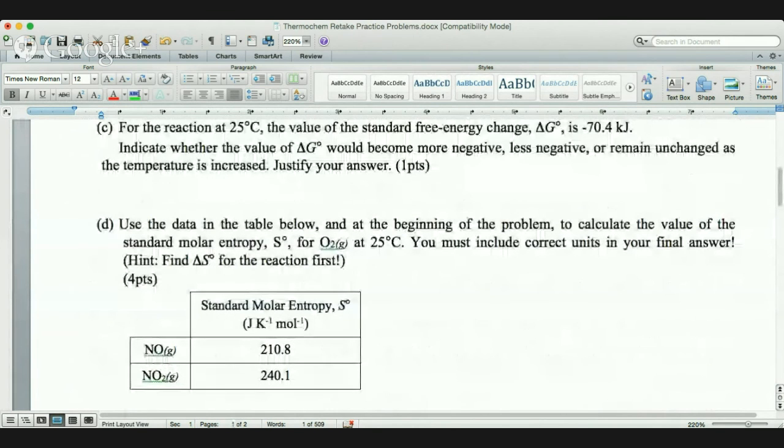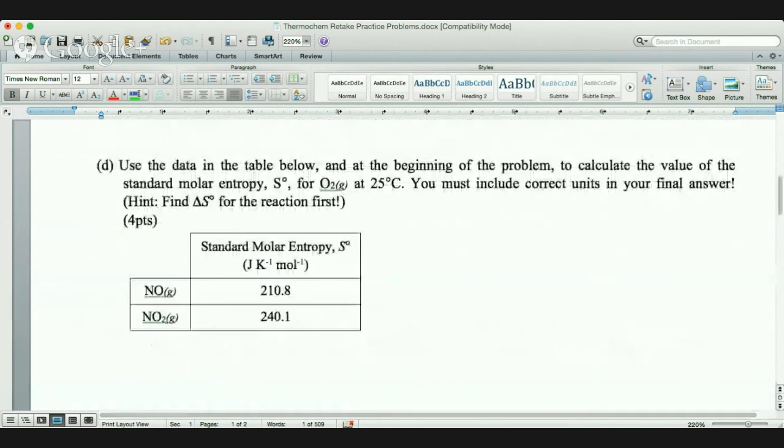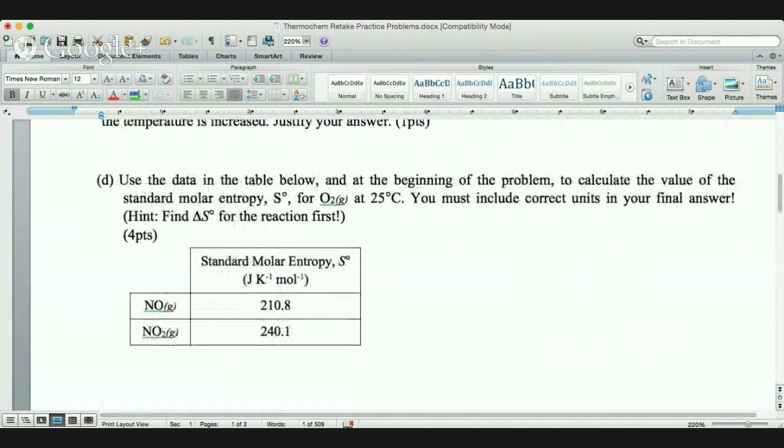Okay, last question. Use the data in the table below, and at the beginning of the problem, to calculate the value of the standard molar entropy, S naught, for O2 at 25 degrees Celsius. You must include correct units in your final answer. Okay, so I'll just stop here then. Sorry, they want the S for the O2.